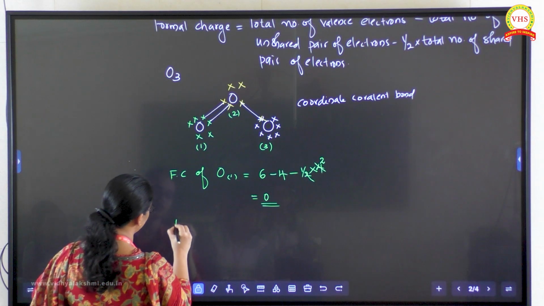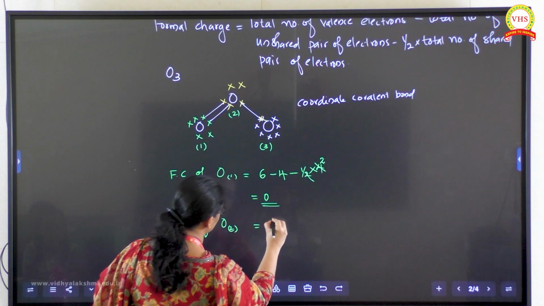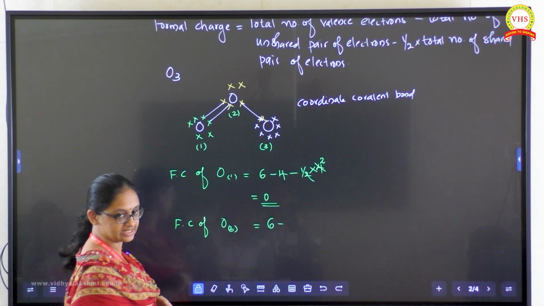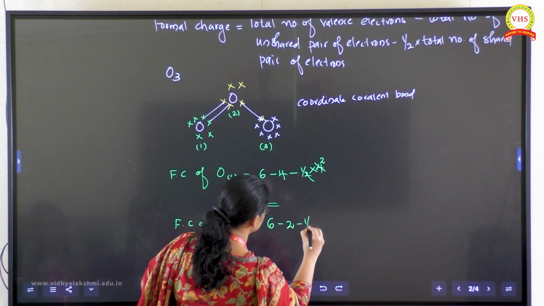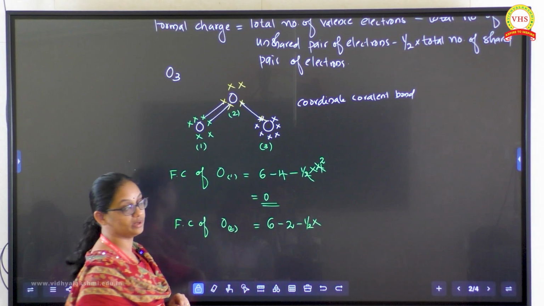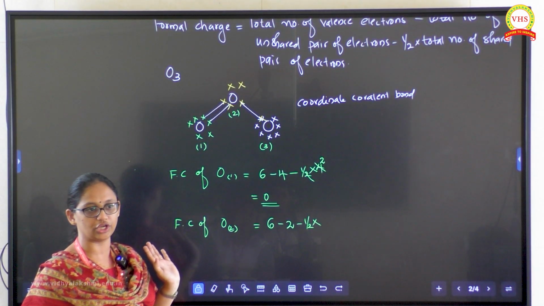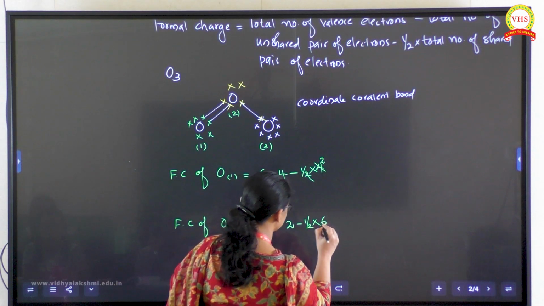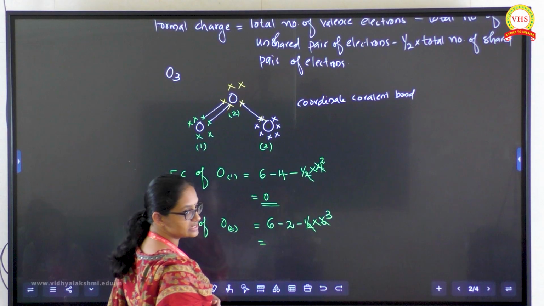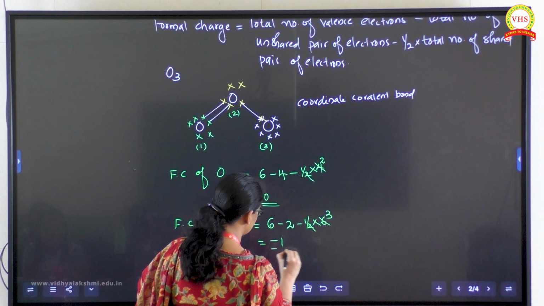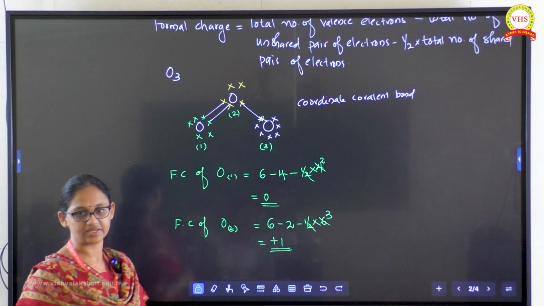Clear? Then the formal charge of the second oxygen atom. Total number of valence electrons is 6. Unshared electrons: 2. Minus 1 by 2 into the shared electrons. There are 3 bonds, so 3 into 2 is equal to 6. What is the answer? 6 minus 5 is equal to plus 1.